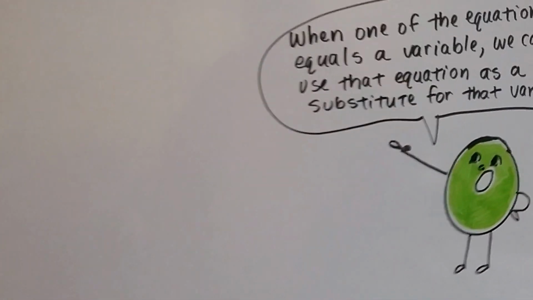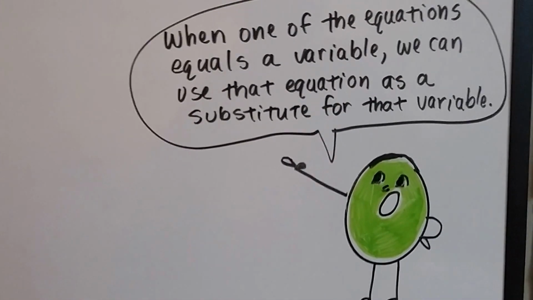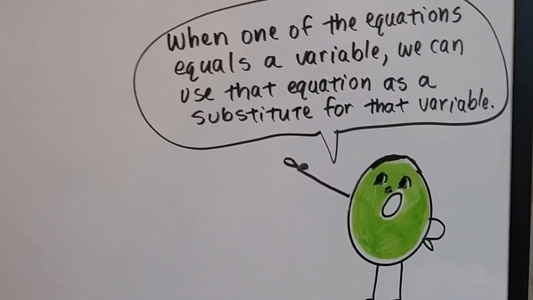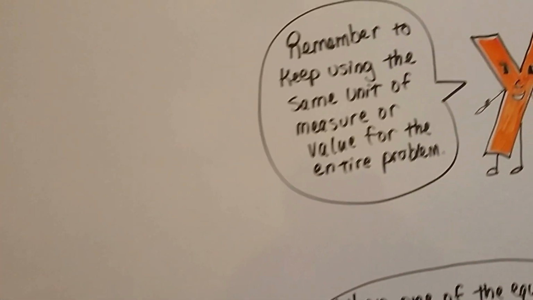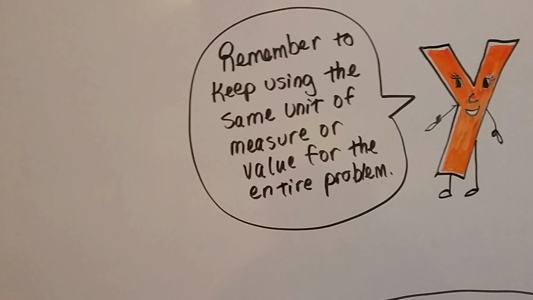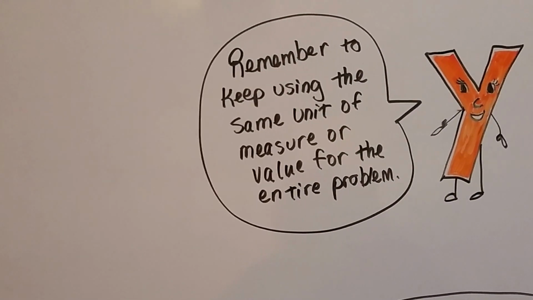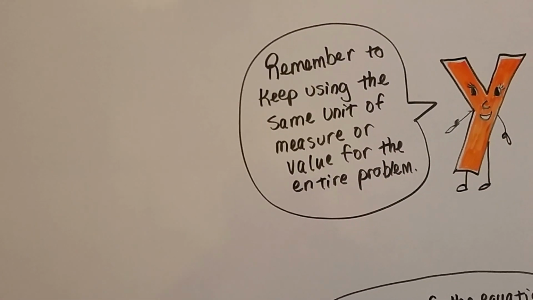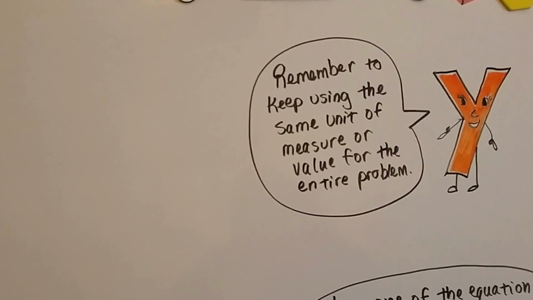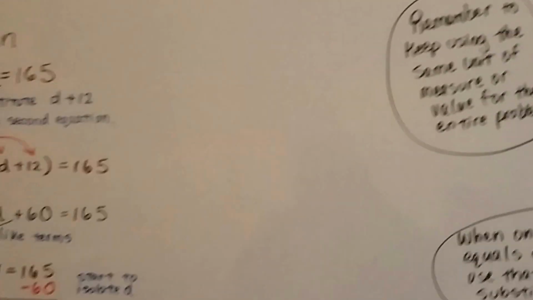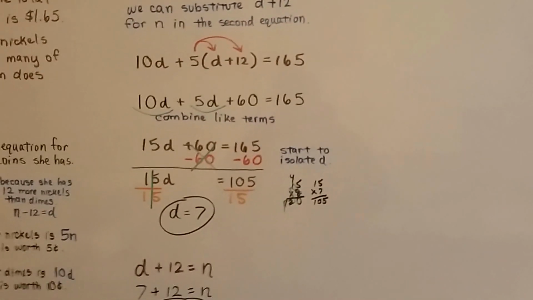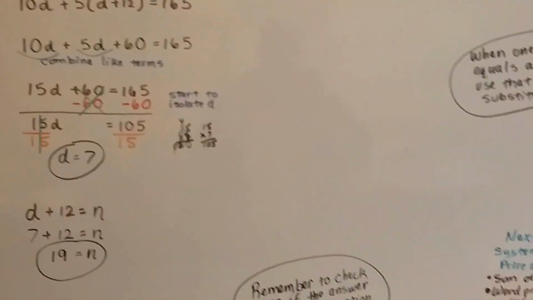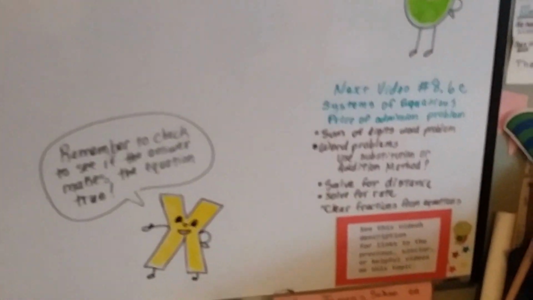And when one of the equations equals a variable, we can use that equation as a substitute for that variable. So we could use D plus 12 equals N in place of N. And remember to keep using the same unit of measure or value for the entire problem. If you start dealing with inches, don't switch to feet. Keep everything as inches, okay? If it says 5 inches and 2 feet 3 inches, change that 2 feet 3 inches into all inches, okay? Try to keep the same units of measure.